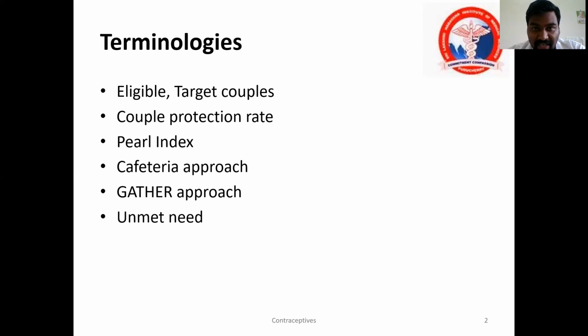E is explain in detail about the method they have chosen, that is, what the advantages, disadvantages and side effects are, etc. R is refer and follow up. This is called the GATHER approach.